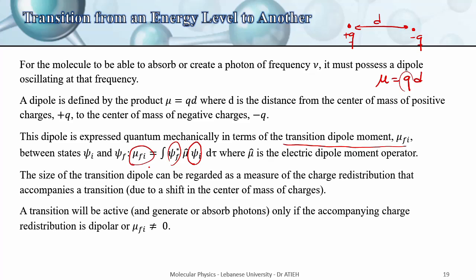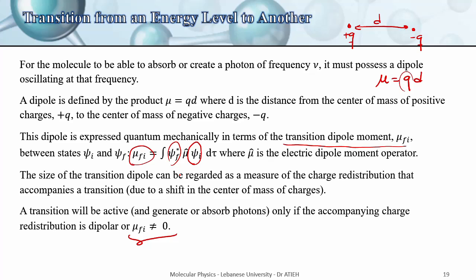A transition will be active, so the transition is possible, only if this transition dipole moment is not zero. So as you can see, the condition is that this transition dipole moment must not be zero, so that the transition from the initial state i to the final state f is possible.